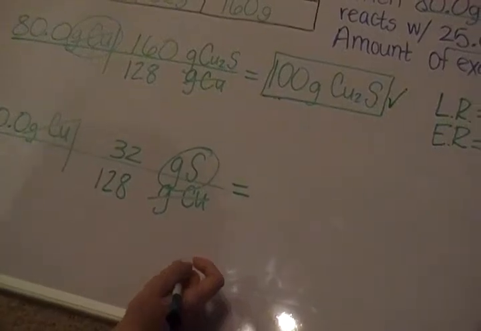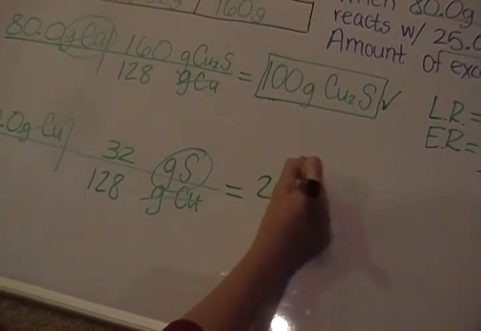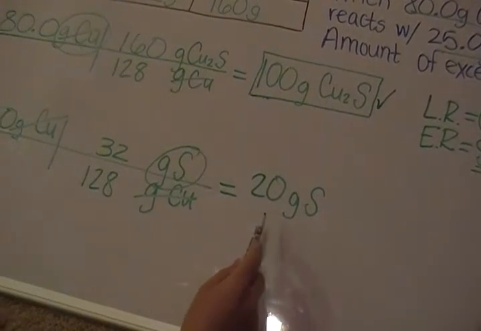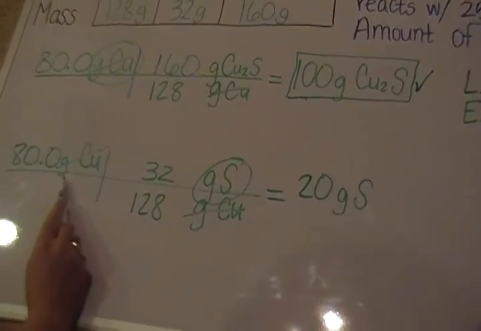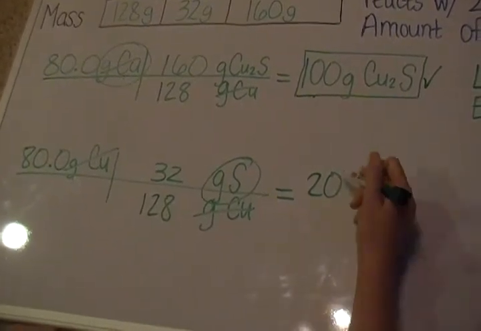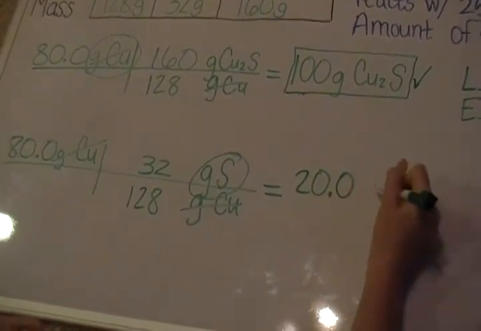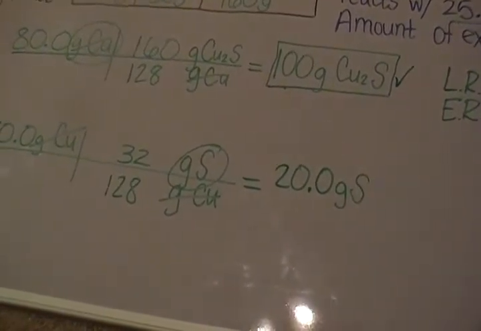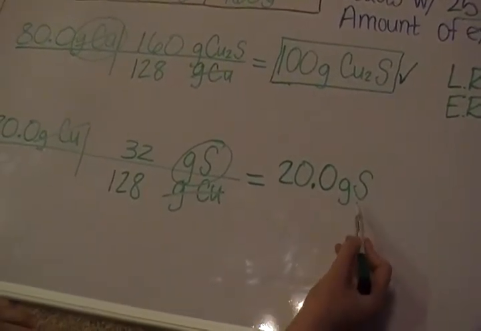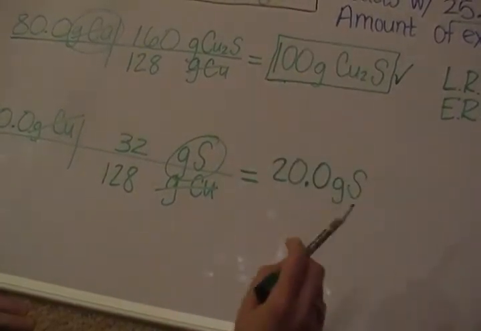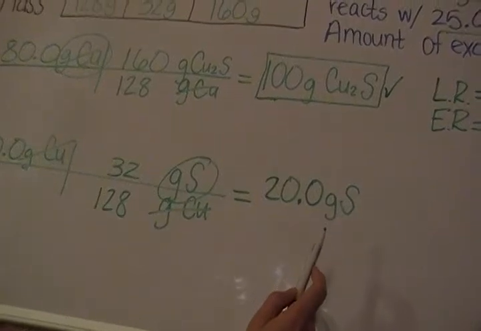So whenever I solve this, I find that 20 grams of sulfur was used up in this reaction with 80 grams of copper. And if I'm writing it with correct significant digits, which I should be, I'm going to say 20.0. All right, so this is the amount of sulfur that got used in order to make this amount of copper 1 sulfide. But that's not what the question asked.